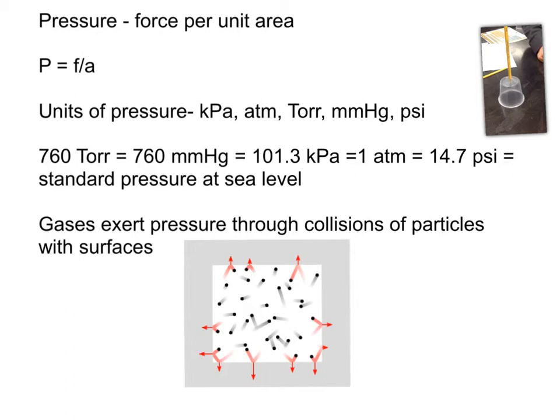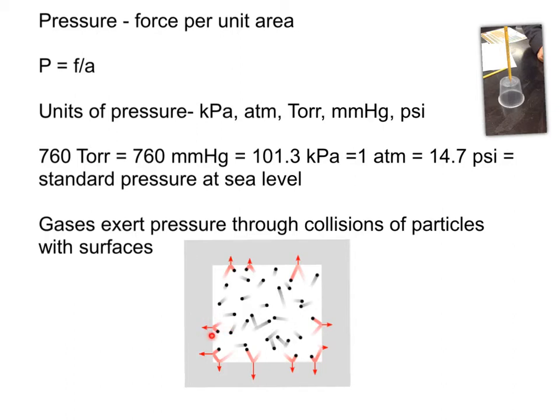They do this through collisions of their particles with the surfaces, or with whatever they're around. For example, humans have billions of collisions per second with their skin, gas molecules in the atmosphere striking our skin. So we have a lot of pressure on our bodies, about 14.7 pounds on every square inch. And this is just how they exert pressure. You have billions of collisions.